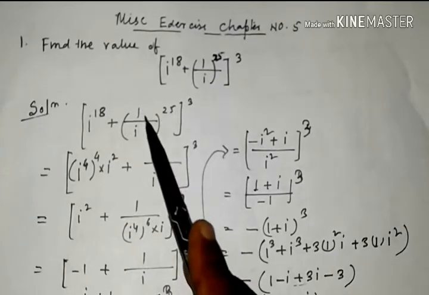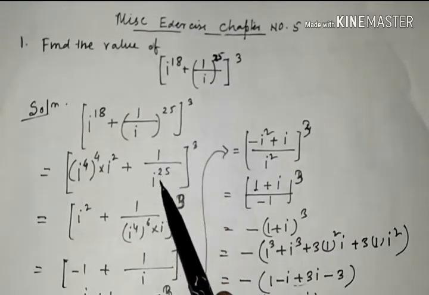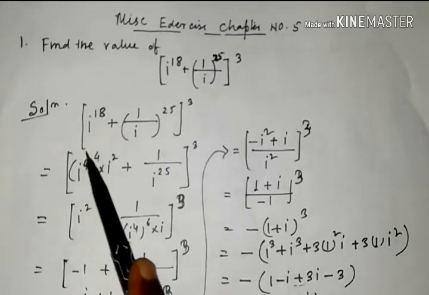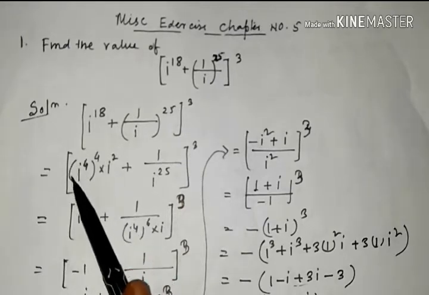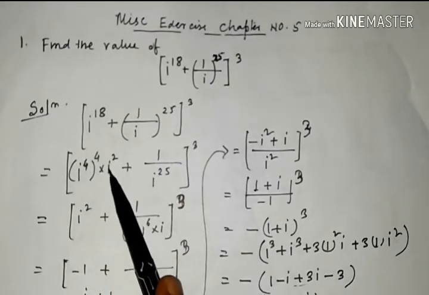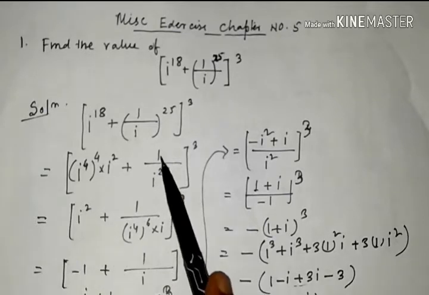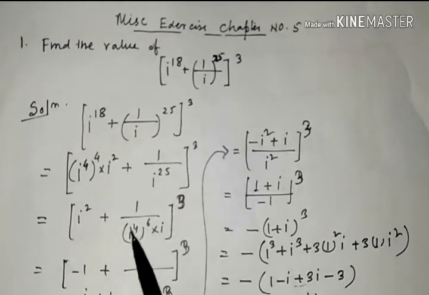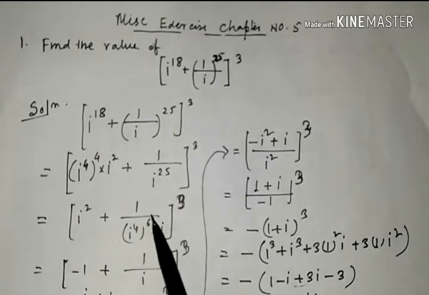Next, (1/i)^25. i^4 is equal to 1, and therefore this term will be 1. I square will remain. This is also, we have to split in terms of 4, that is i^4. 6 into 4 is 24, but there is 25, therefore one i is there. The whole cube of this is 1, therefore 1/i only.